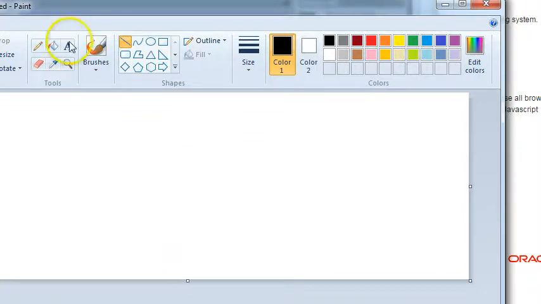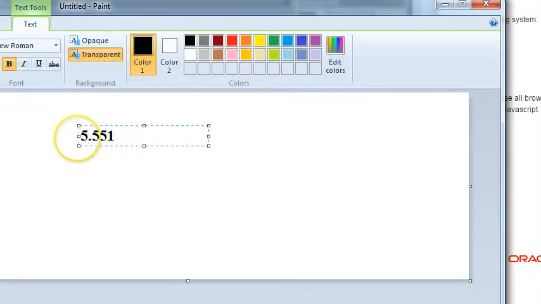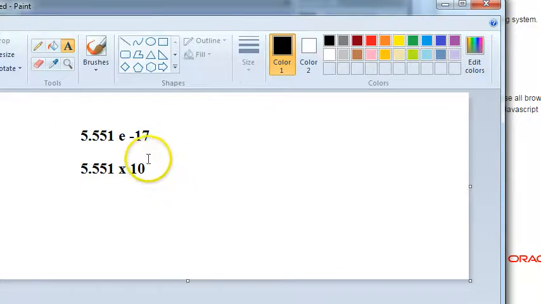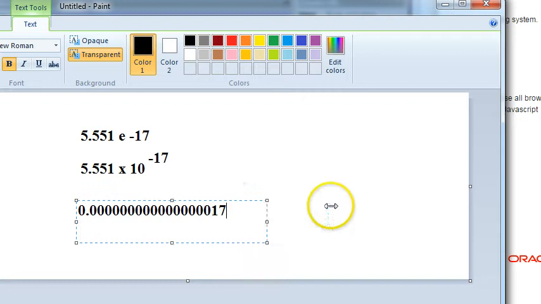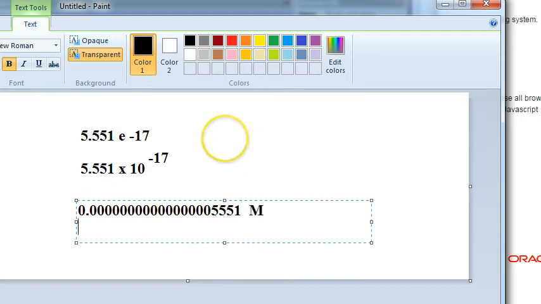That number was 5.551 E minus 17. That means 5.551 times 10 to the power of minus 17. What does that mean? That means 0.00000000 and then 551 molar. Okay? What does that mean? That means in 1 liter you have 0.00000005551 moles. That means almost 0. Why does that mean almost 0?